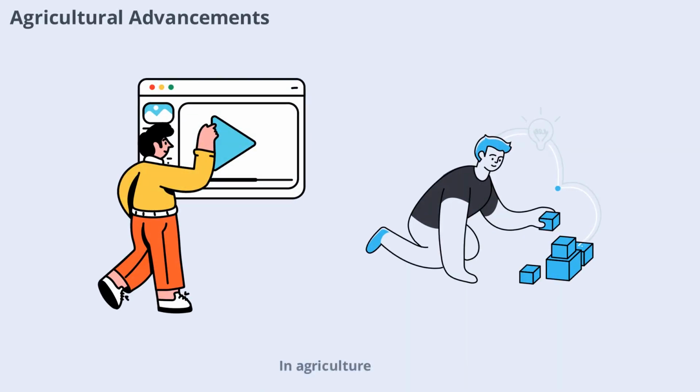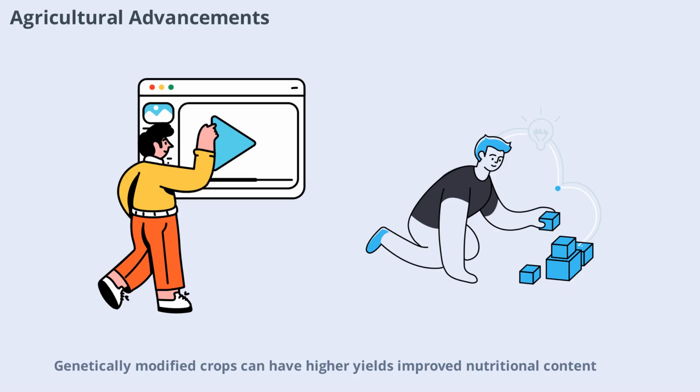In agriculture, genetic engineering is used to create crops that are resistant to pests, diseases, and environmental stresses. Genetically modified crops can have higher yields, improved nutritional content, and reduced need for chemical pesticides. These advancements help ensure food security and sustainability for a growing global population.